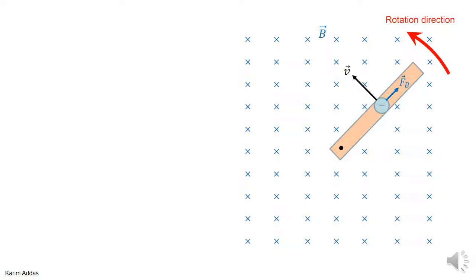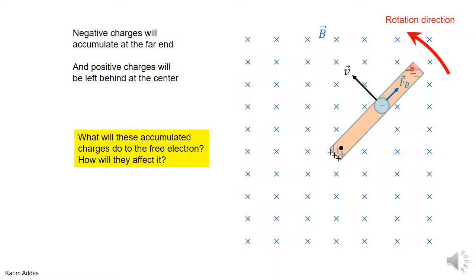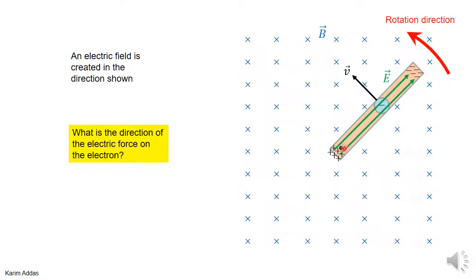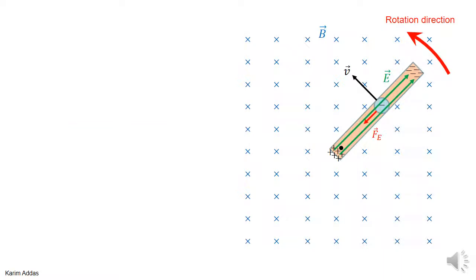That means that after some time, negative charges are going to accumulate at this end of the rod, and positive charges will be left over on this part. Now, how will these accumulated charges affect the free electron? There'll be an electric field going from the positive to the negative. The electric force is opposite the electric field because it's a negative charge: qE, where q is negative. So the electric force is pointing inwards.